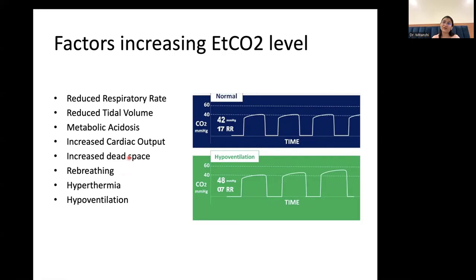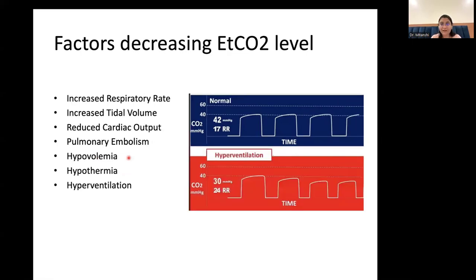So that will cause a lot of CO2 levels in my body. Okay, now factors decreasing EtCO2 levels. EtCO2 levels are decreasing now. This is my normal capnography, like we explained, but here I'm expiring more, right? We are just washing out CO2. So much CO2 is coming out of my body.